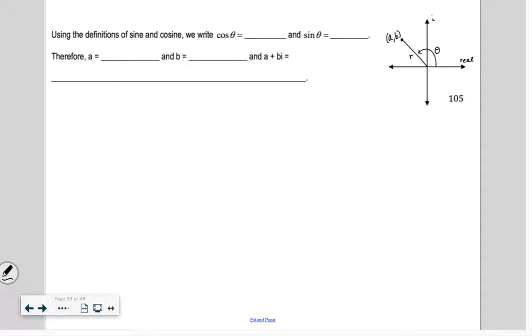All right, so using the definitions of sine and cosine, we write cosine is equal to, so if I have my a plus b, it's going to be adjacent over hypotenuse. It ends up being a over r. Do you remember we've done that before? So r cosine theta is equal to x, right? Same thing. And sine of theta is b over r. So therefore a, which is really x, is equal to r cosine theta, and b is equal to r sine of theta.